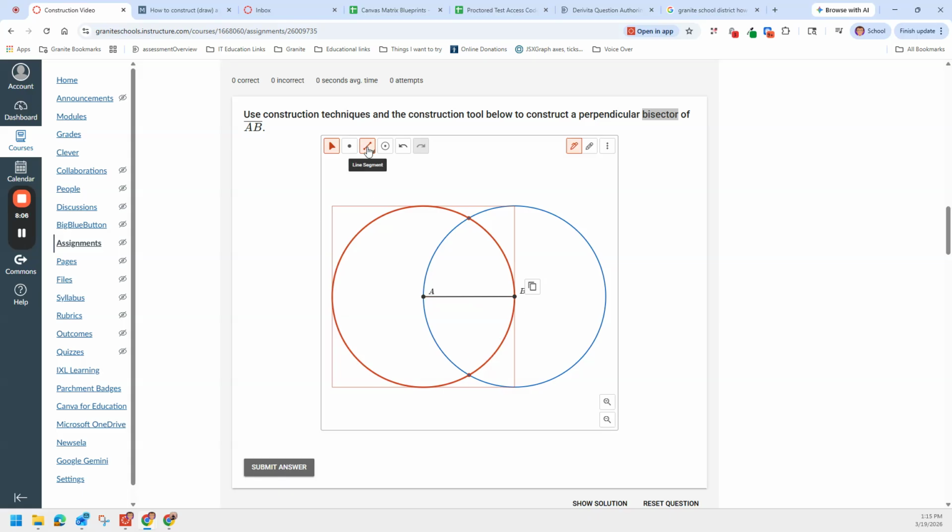Now, what that means is that this point up here at the top is the same distance from A as it is from B, because both of them were using the same radius, the length of AB. So along this line, it's at the halfway point. So I'm just going to go ahead and connect both of these points that are at that halfway point in between, both above and below.